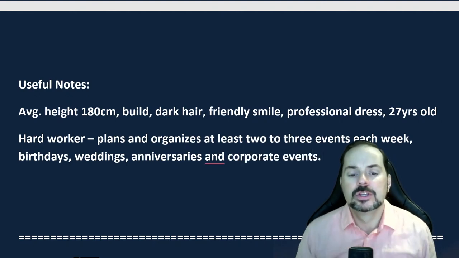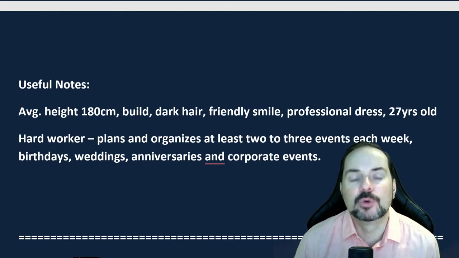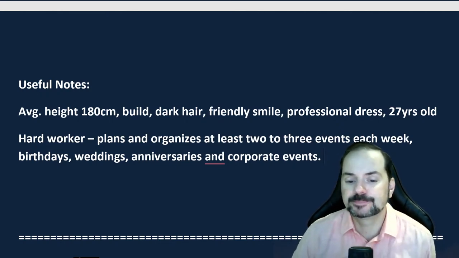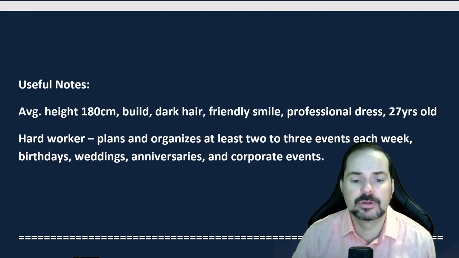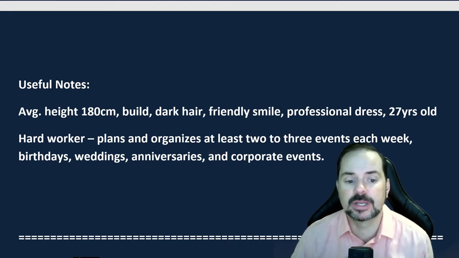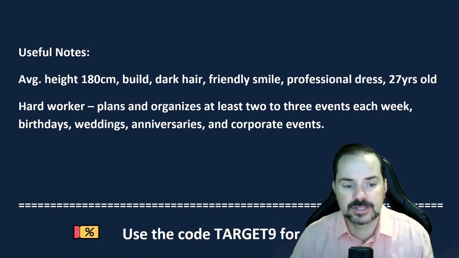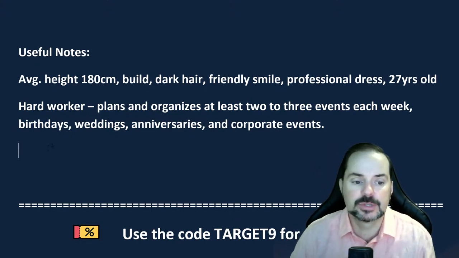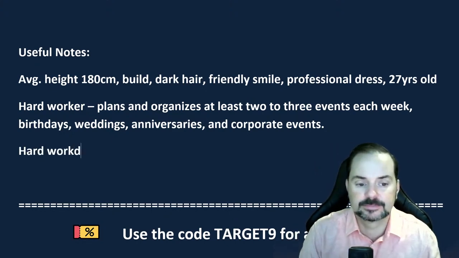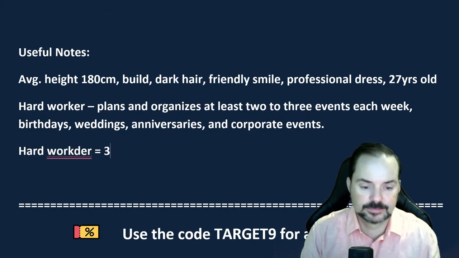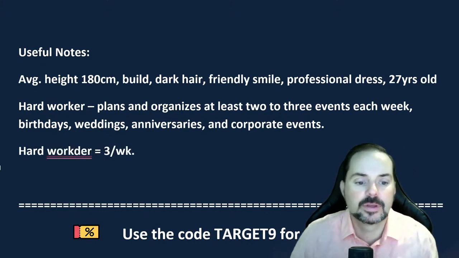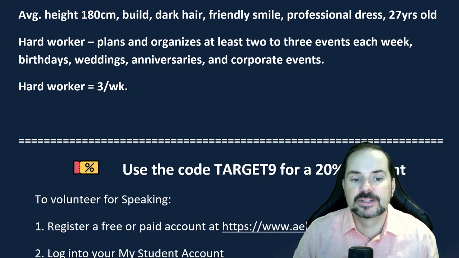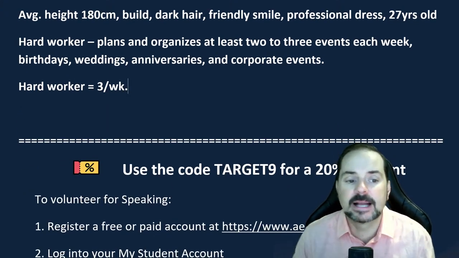Okay, so now I wouldn't write full sentences for my notes in the real IELTS exam like this, but I would just write down 2-3 events per week. Okay, and then I can list the rest. Hard worker, 2-3 events per week. So my notes here would actually look like this. Hard worker, 3 events per week. So personality backed up by action.